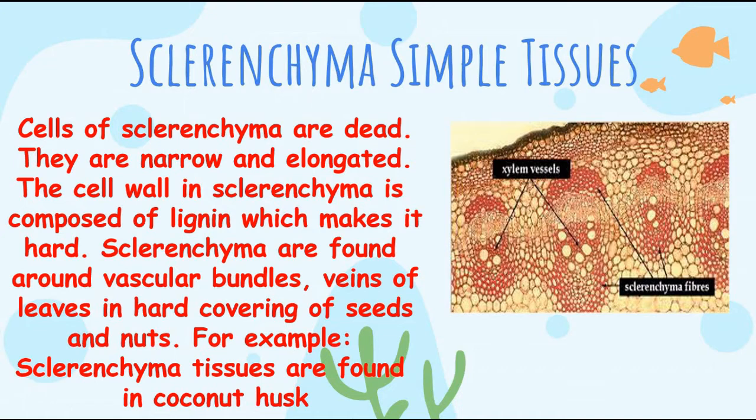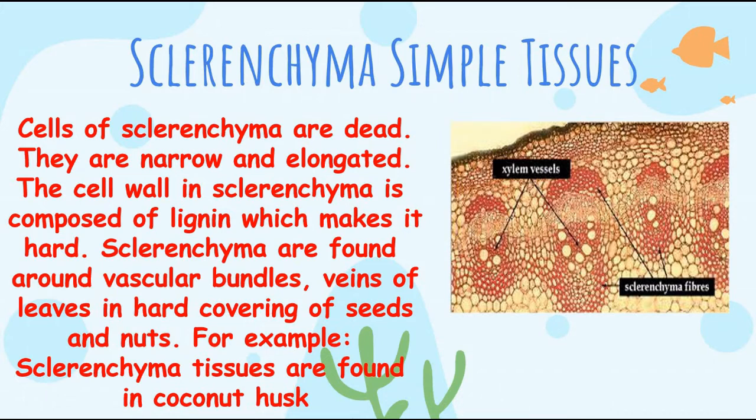First, let's get into this now. The sclerenchyma simple tissue. The cells of the sclerenchyma are dead. They are narrow and elongated. The cell wall in sclerenchyma is composed of a special type of substance known as lignin, which makes it pretty hard. If you get the word lignin, remember that it's hard.